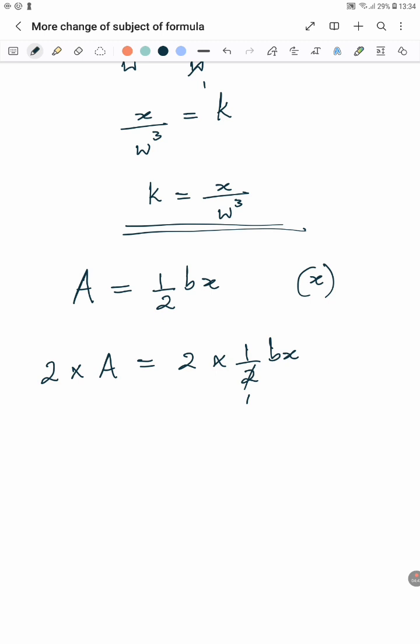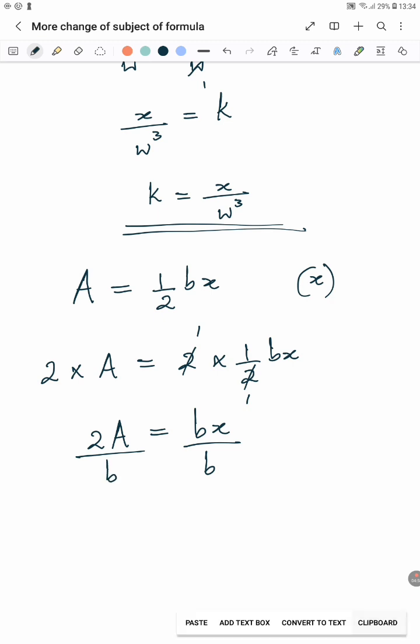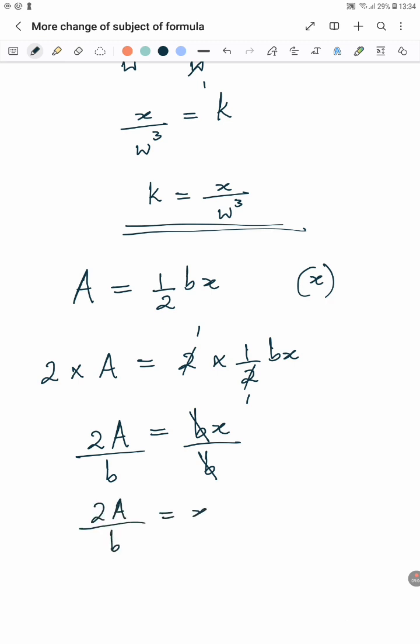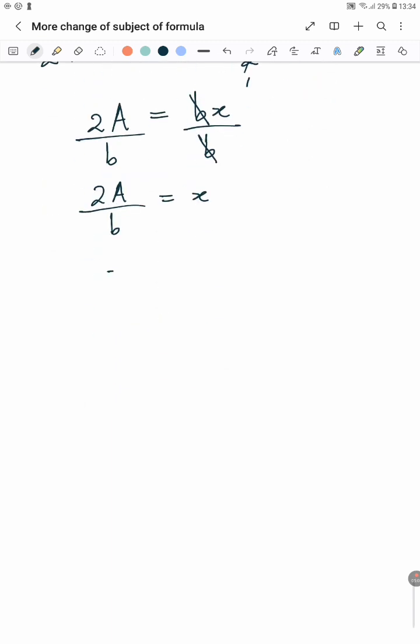So here you're going to say 2 into 2, 1, 2 into 2, 1. And here you're going to have 2a being equal to bx. And then you divide both sides by b, and you're going to have 2a over b being equal to x, and you can write your final answer as x is equal to 2a over b. Okay, let's look at another example.